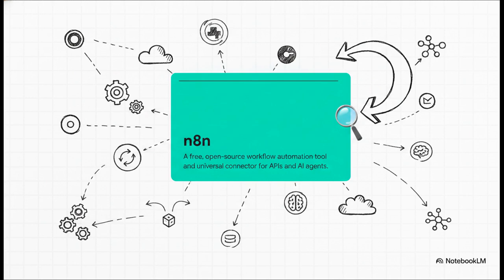Enter n8n. It's a free, open-source workflow automation platform. You can kind of think of it as a universal connector, or like a giant digital switchboard. It links different APIs, which, by the way, are basically just the software bridges between your favorite apps, and it connects them with services and even cutting-edge AI agents. It completely handles all that complex data orchestration in the background, so you can just focus on building intelligent processes.